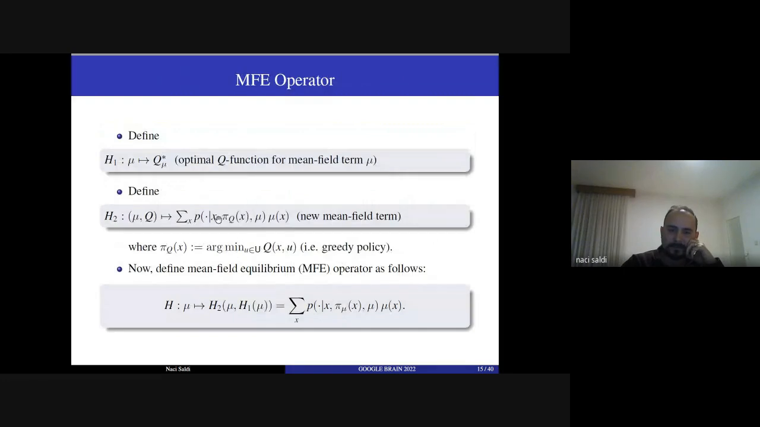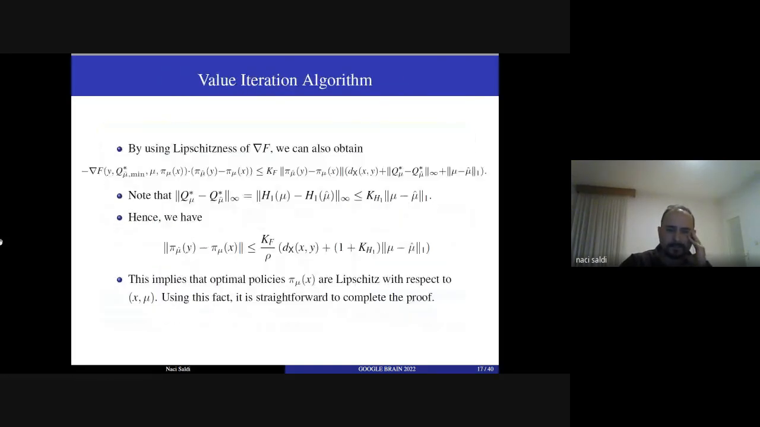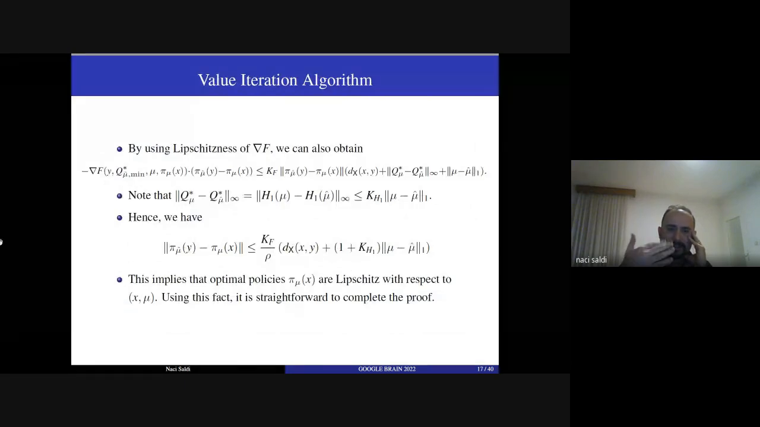It is not necessary to prove that the optimal policy is Lipschitz continuous, but in this case, since the optimal policy affects the new mean field term through our state dynamics, and if we want to prove that this operator is a contraction, then we have to establish that this optimal policy for any mu is Lipschitz continuous with the state as well as the mean field term. Okay, so this is the most important part here. And using this fact and classical techniques, it is straightforward to prove that our mean field equilibrium operator is a contraction.